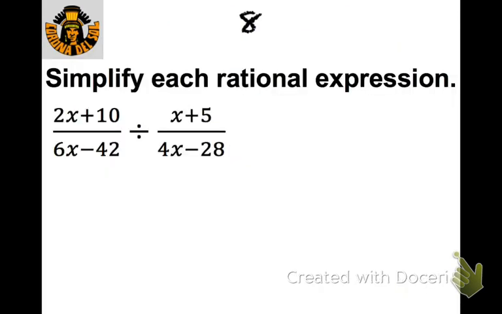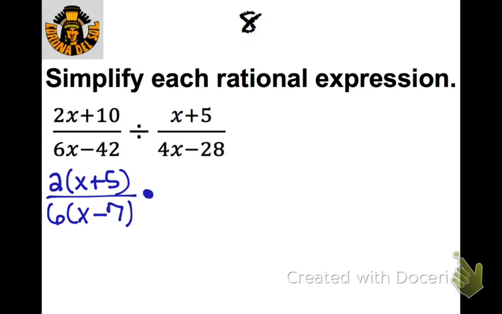Okay, now we change gears. We're going to start simplifying a little bit. These work really well if you factor everything, and then if it's division, you just have to flip the one on the right and make it multiplication. So this top left one factors into 2 parentheses x plus 5. The bottom left one factors, take out a 6, and then it would be x minus 7. It's going to be multiplication, and you always have to flip the one on the right, the one that's right after the division symbol.